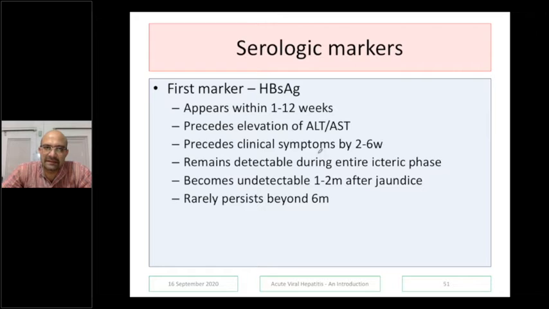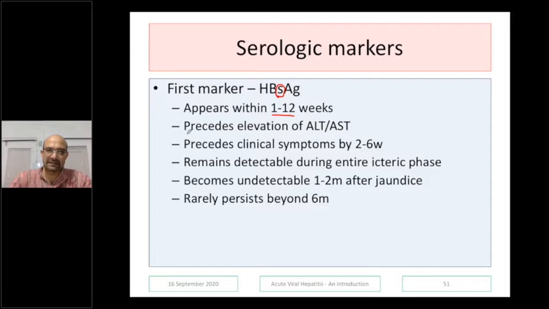Coming to hepatitis B virus, if we talk about the serological markers one by one, the first marker to appear is the hepatitis B surface antigen. So S stands for surface, and that's the first marker to appear, which appears within 1 to 12 weeks of the infection. Remember, it appears within 1 to 12 weeks of infection.